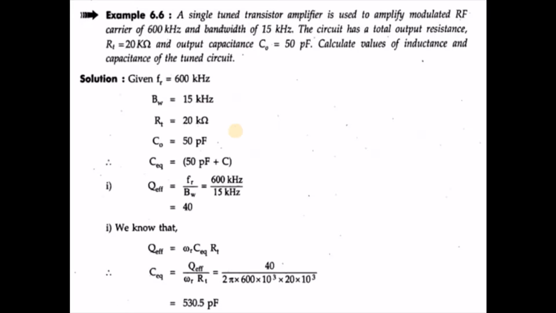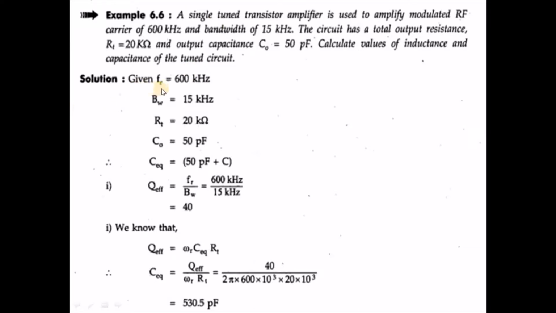So next problem. A single tuned transistor amplifier is used to amplify a modulated RF carrier of 600 kHz and bandwidth of 15 kHz. The circuit has a total output resistance RT equal to 20 kilo ohms and output capacitance C0 equal to 50 picofarads. Then calculate the values of inductance and capacitance of the tuned circuit.